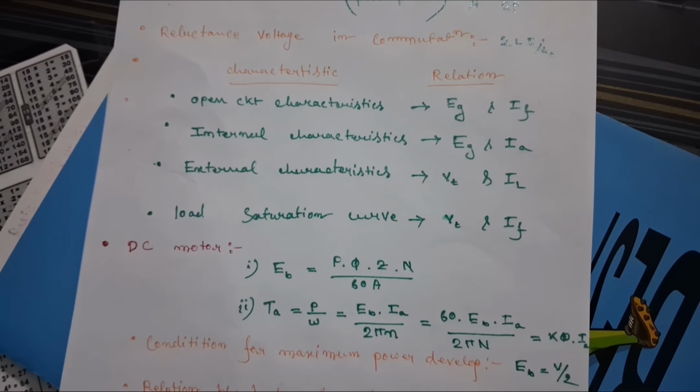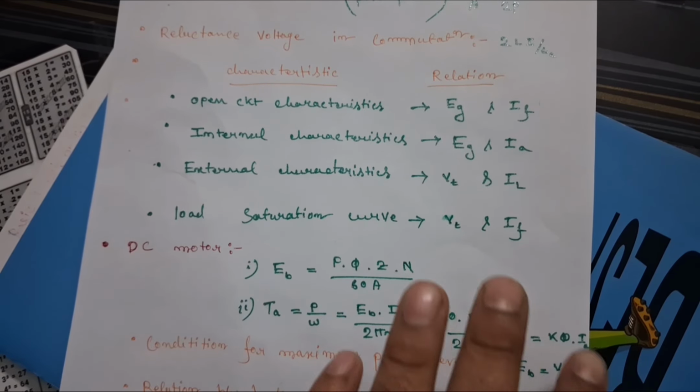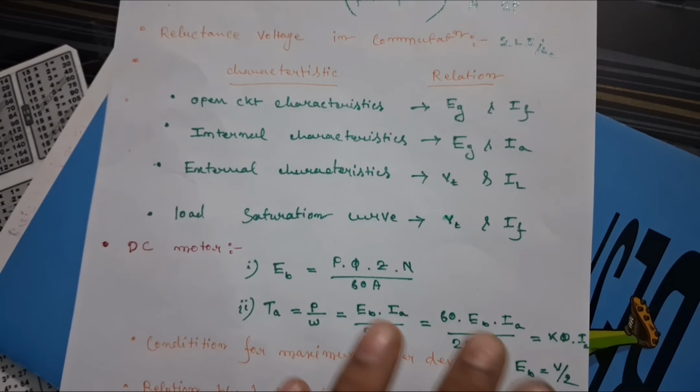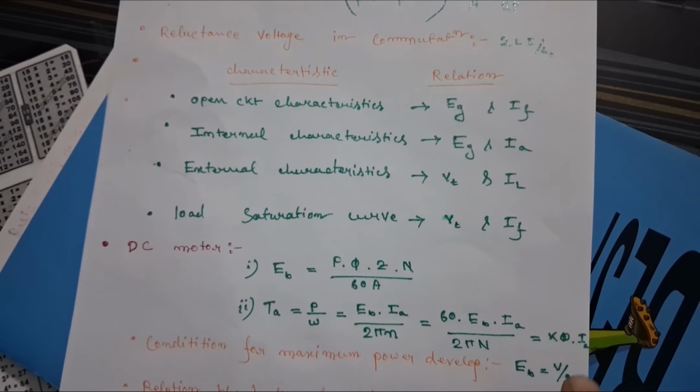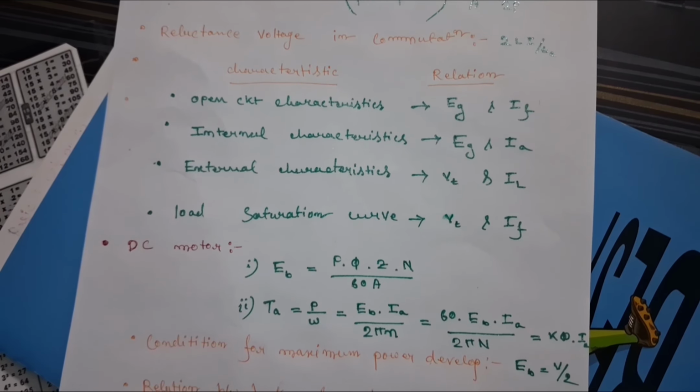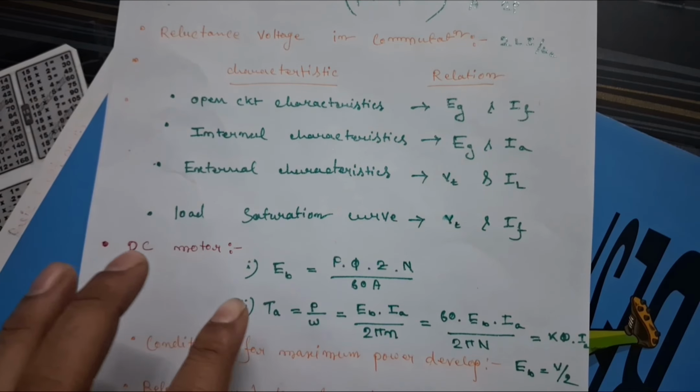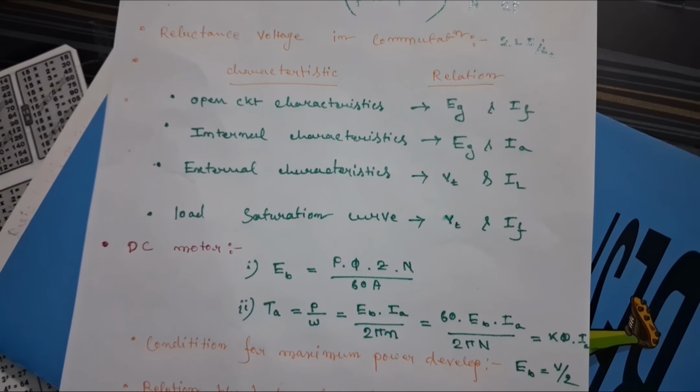In case of series motor, phi is proportional to Ia. As in series machine, armature current flows through the field, so phi is proportional to Ia. So, in case of series motor, T is proportional to Ia square.